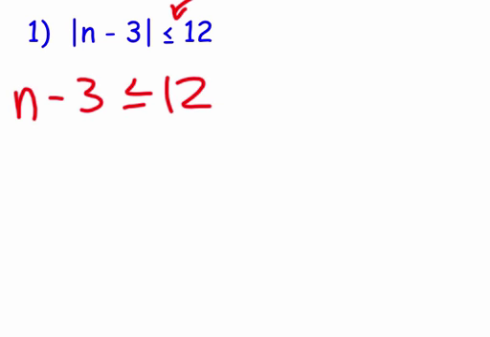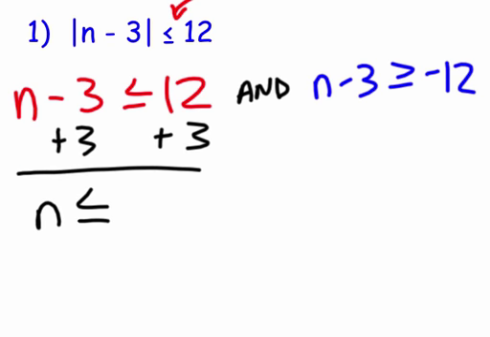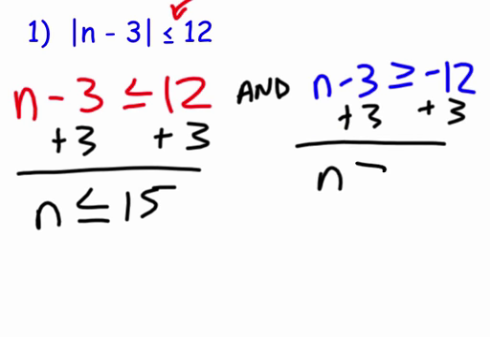And we said it's an intersection, so really I have the word "and." And then my other one will be the same thing, drop the absolute values, we flip the sign, and we make 12 a -12. Make it the opposite term. And then it's just our algebra. So I add 3, we got n is less than or equal to 15. Done with that one. Over here, add 3, I got n is greater than or equal to -9.